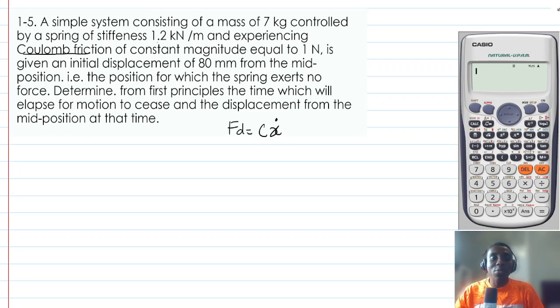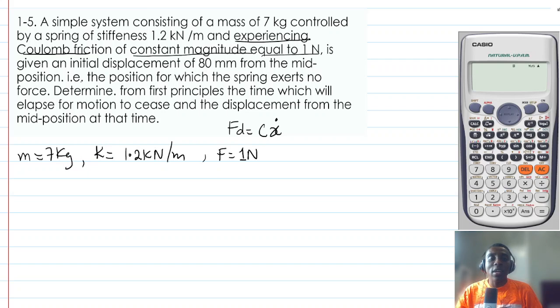We have a simple system where the mass is 7 kg and the stiffness K is 1.2 kilonewton per meter, experiencing Coulombic friction of constant magnitude equal to 1 Newton. So the frictional force due to the dry friction is 1 Newton. It's given an initial displacement of 80 mm from the mid position, the position for which the spring exerts no force.